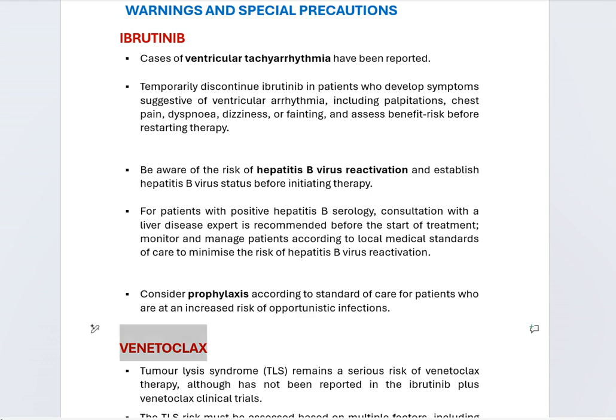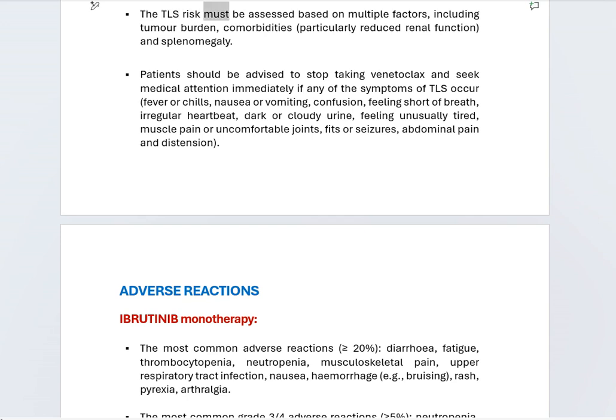Venetoclax. Tumor lysis syndrome, TLS, remains a serious risk of venetoclax therapy, although it has not been reported in the ibrutinib plus venetoclax clinical trials. The TLS risk must be assessed based on multiple factors, including tumor burden, comorbidities, particularly reduced renal function, and splenomegaly. Patients should be advised to stop taking venetoclax and seek medical attention immediately if any of the symptoms of TLS occur: fever or chills, nausea or vomiting, confusion, feeling short of breath, irregular heartbeat, dark or cloudy urine, feeling unusually tired, muscle pain or uncomfortable joints, fits or seizures, abdominal pain and distension.